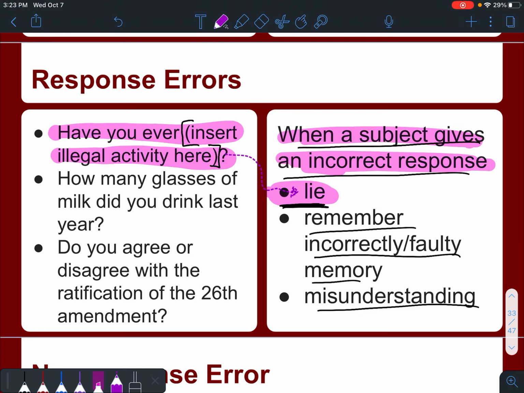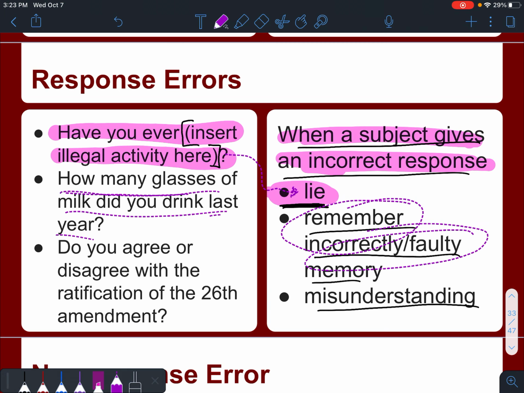A question like, how many glasses of milk did you drink last year? You might remember incorrectly or have some sort of faulty memory. You could estimate, but once again, that's not really something that you think about. And then the last one, misunderstanding the question. Do you agree or disagree with the ratification of the 26th Amendment? So maybe you don't totally understand the question. You need to know, what does ratification mean?